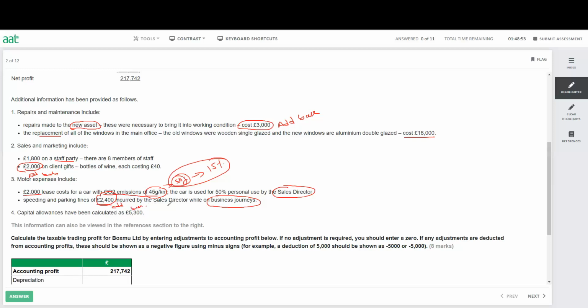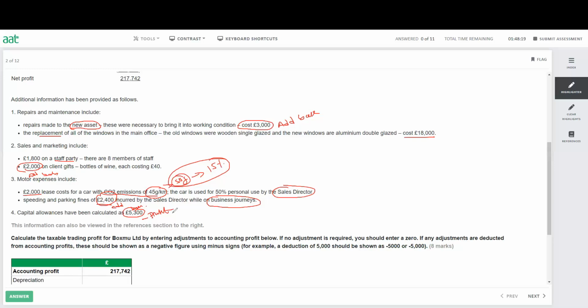So if we have any sort of fine or penalty, even from HMRC, from anyone, it is not allowable expenditure. Capital allowance has been calculated, 5,300. This one is very simple. We need to minus it from the total profit. That means it will reduce my profit. So take away from the profit. Capital allowance always reduces my profit. And that's why we add back the depreciation, because later on we will minus the capital allowance.